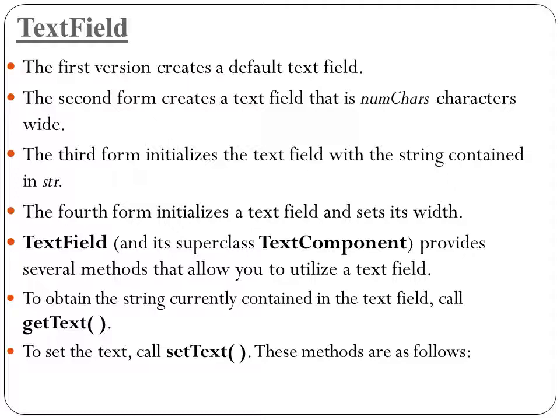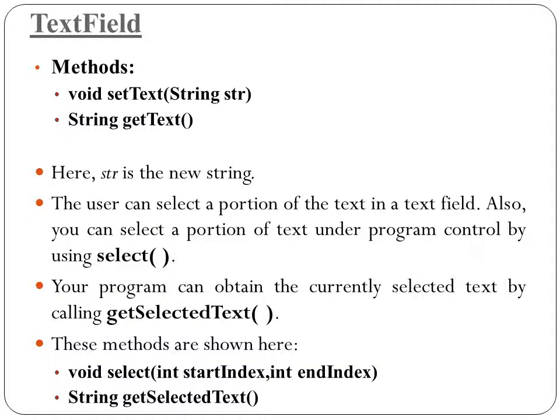And if you want to obtain the string contained in the text field, you can call getText. If you want to set the text, you can use the setText method. Then the user can select a portion of the text in the text field. You can select a portion of text under program control by using the select method. And if you want to obtain the currently selected text, we can use the getSelectedText method. If you want to use the select method, you have to specify the start index and end index, from which position to which position we have to make the selection.